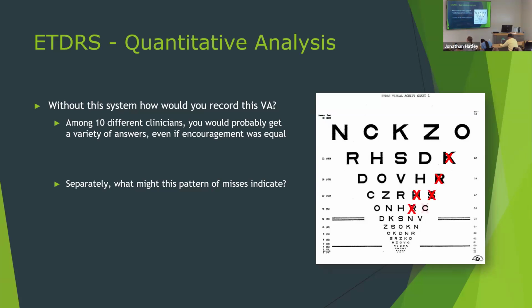So as I mentioned before, if a patient missed these optotypes and you were just to ask a clinician based on their Snellen acuity knowledge, you would likely get lots of different responses on how you would record a patient's visual acuity. On a side note, based on the letters the patient missed on their way down the chart, what might this indicate? So it could potentially indicate some sort of visual field loss, maybe a hemianopsia, something like that.